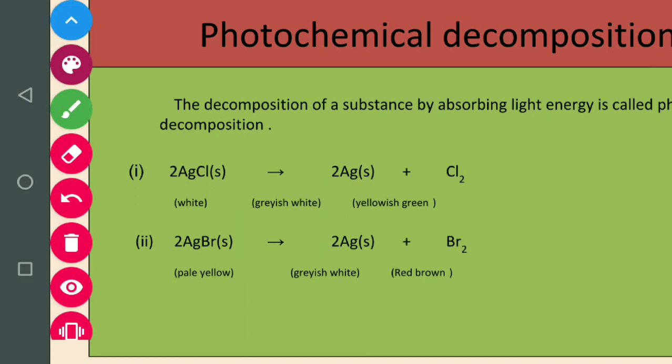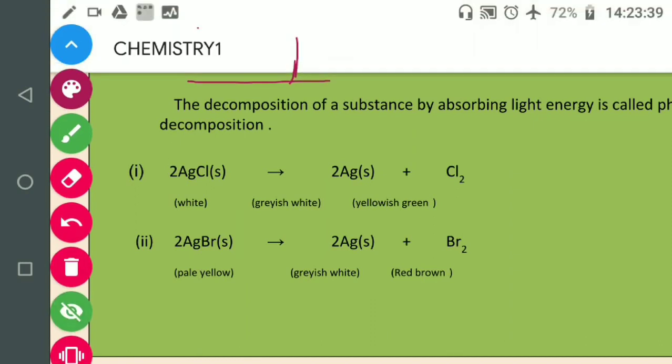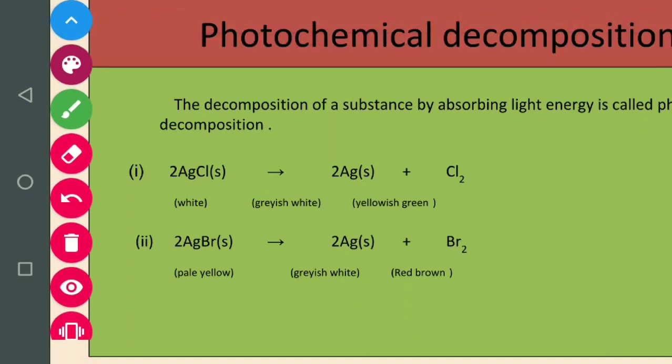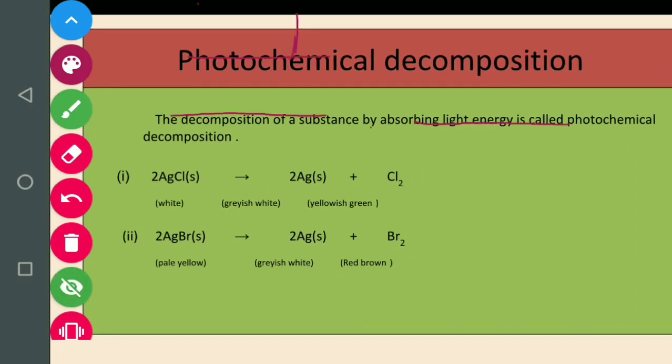Now photochemical decomposition. Because of this name only we can say that photo means light, and the decomposition is because of light. It is known as photochemical decomposition. See the definition. The decomposition of a substance by absorbing light energy is called photochemical decomposition.